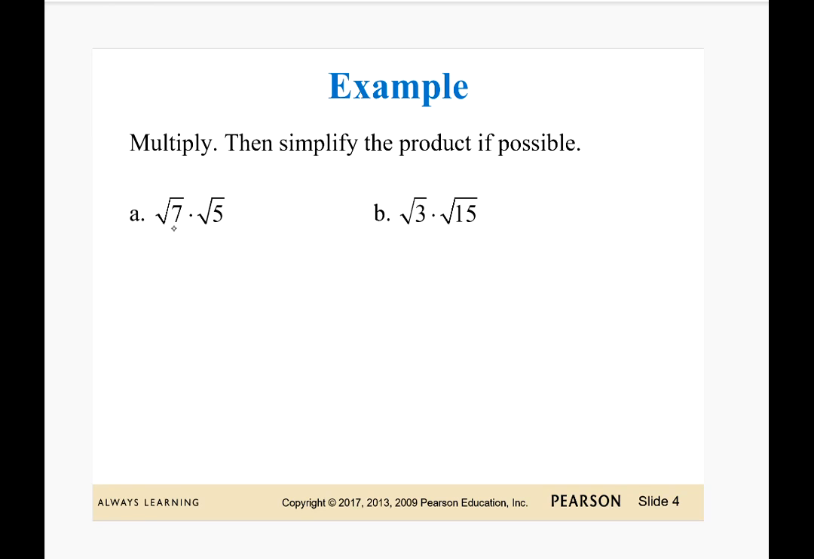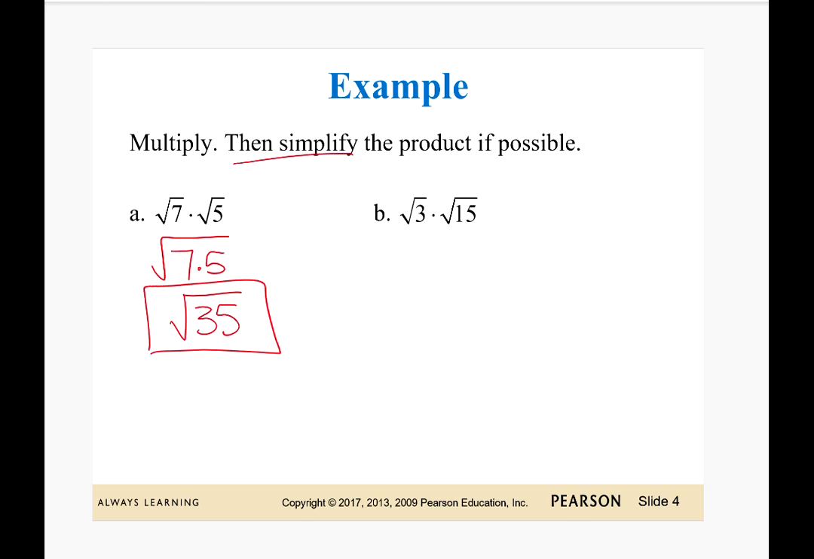The square root of 7 times the square root of 5. It's really important that you read the directions on these. It tells you to multiply, then simplify. So definitely do the multiplication first. First thing we're going to do is multiply those two radicands. We know that 7 times 5 is 35. Then it says, then simplify if possible. So can we break down 35? Unfortunately, no, there is no perfect square that is a factor of 35. So that would be our final answer.